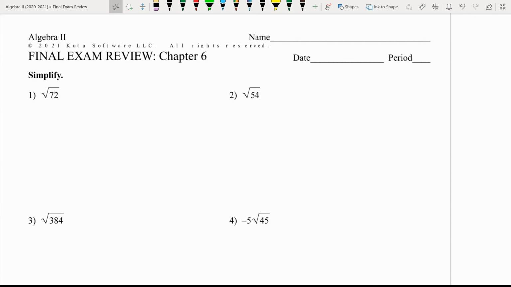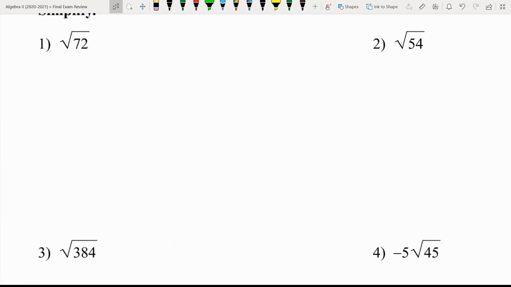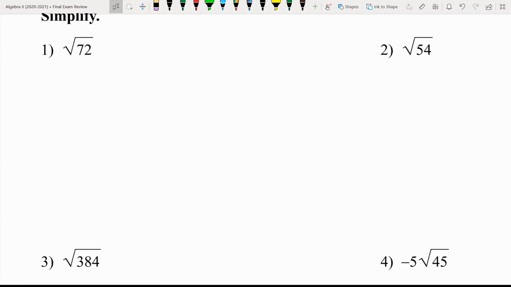Let's do a little review. I'm just going to work through the odd solutions on our final exam, Chapter 6 review guide here. So basically the left-hand column for most of this here. The first one's a good example of looking for perfect squares that divide in evenly.